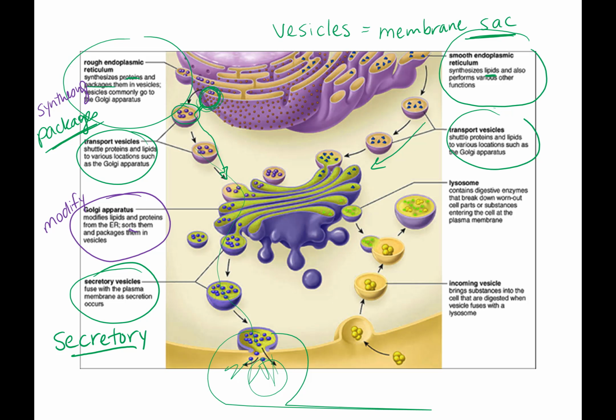And so you can see ER to Golgi to destination. So one of the destinations of proteins made in the endomembrane system is also lysosome.